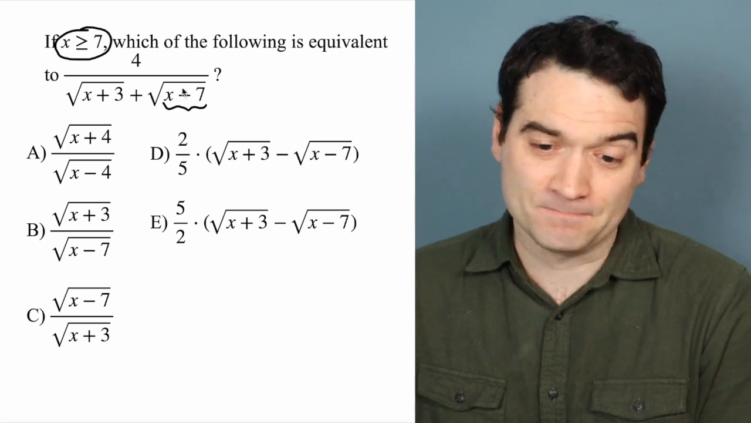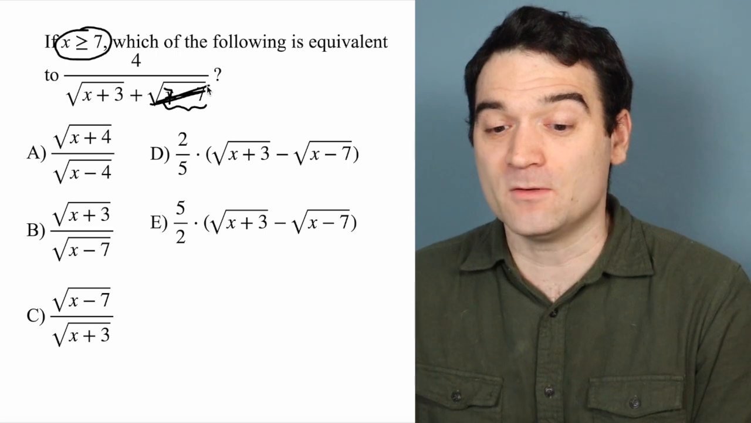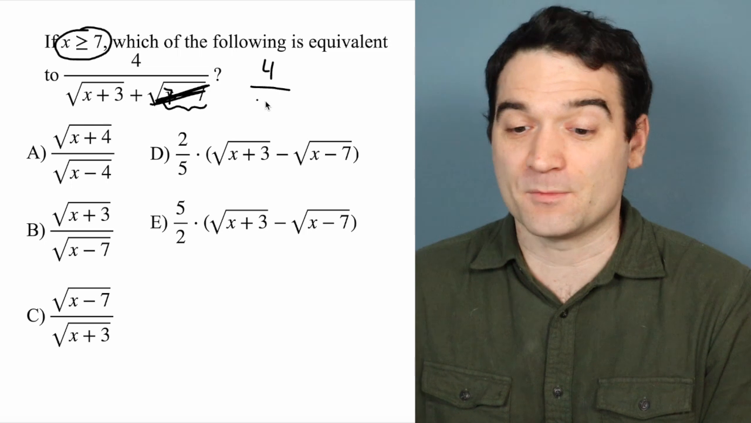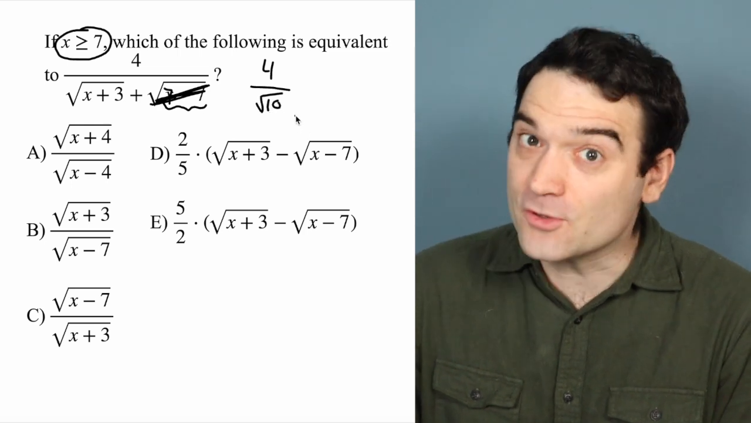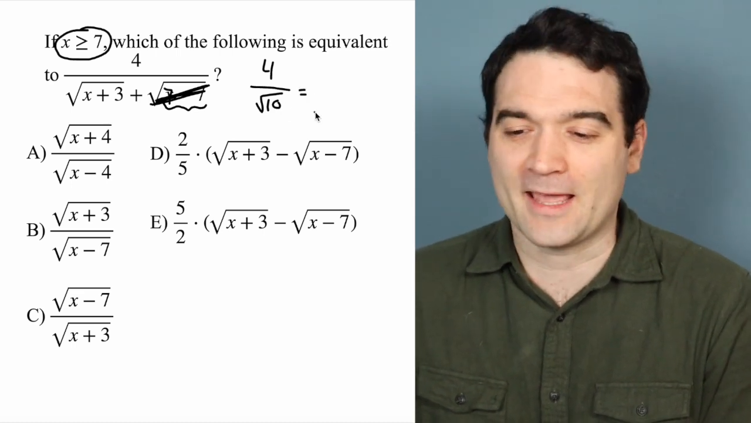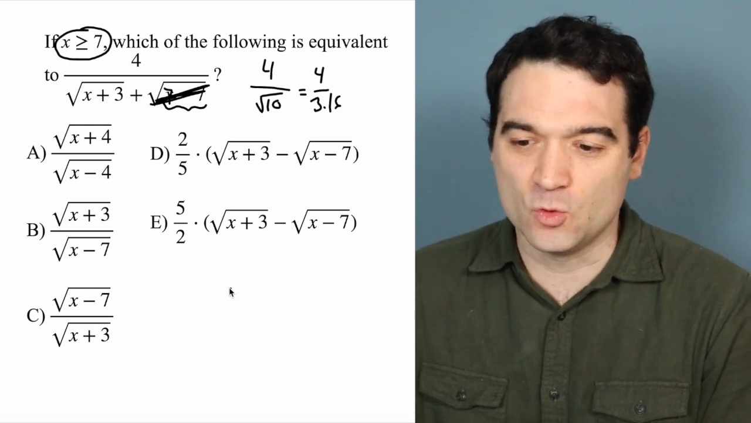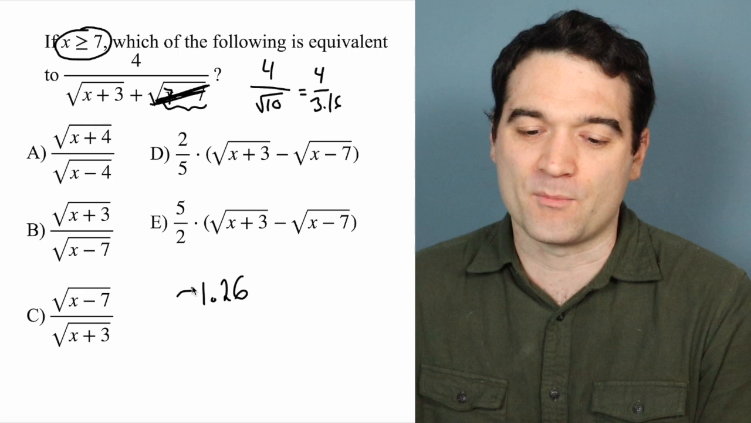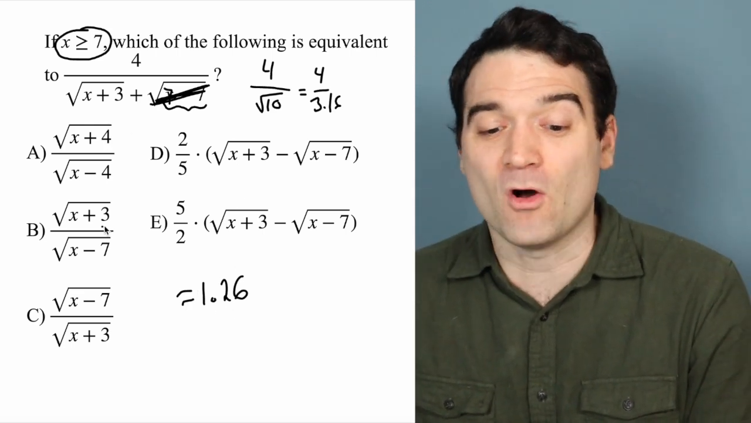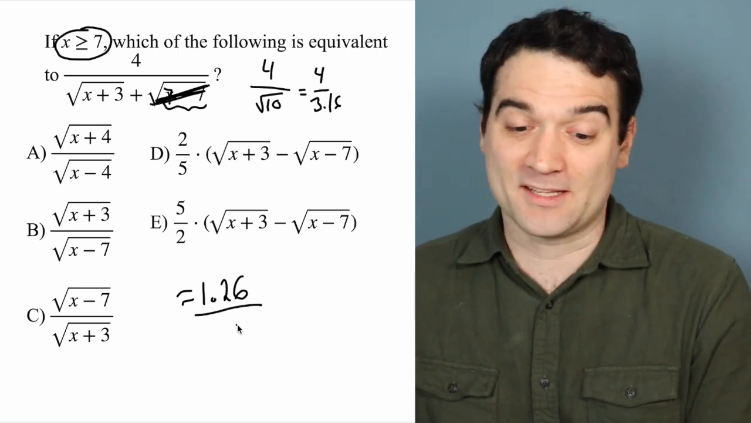If I plug in 7, then 7 minus 7 is 0, right? So I get 4 over the square root of 7 plus 3, or 4 over the square root of 10. Now you can use your calculator on this test to calculate that. On my calculator, I think it was 4 over 3.16, and that comes out to 1.26 approximately. So all we have to do now is plug 7 into all of these answer options. And whichever one gives us 1.26, well, that's the winner.